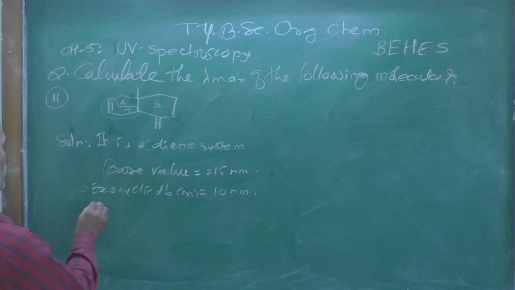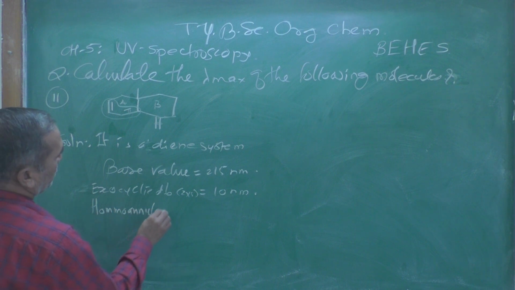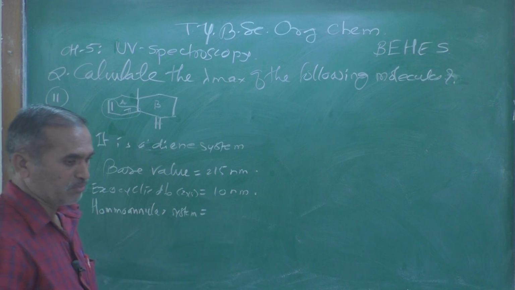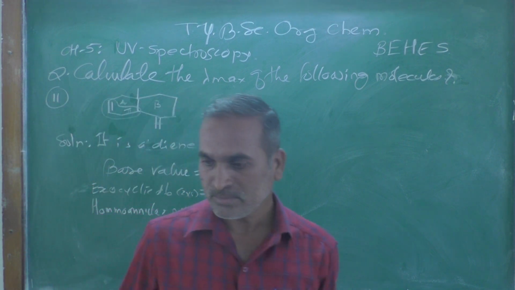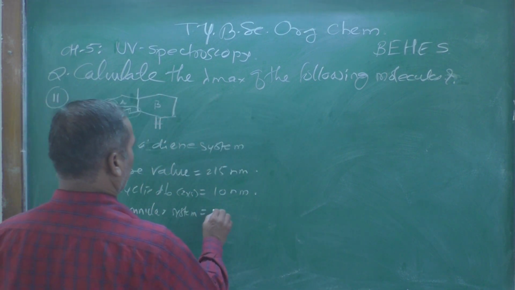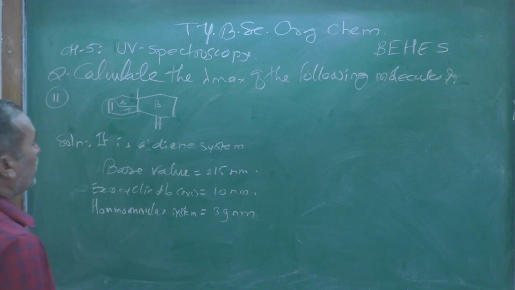So there is a homoannular system, one homoannular system. And if a homoannular system is there, we know that the standard value of that homoannular system is 39 nanometer, which you should add.